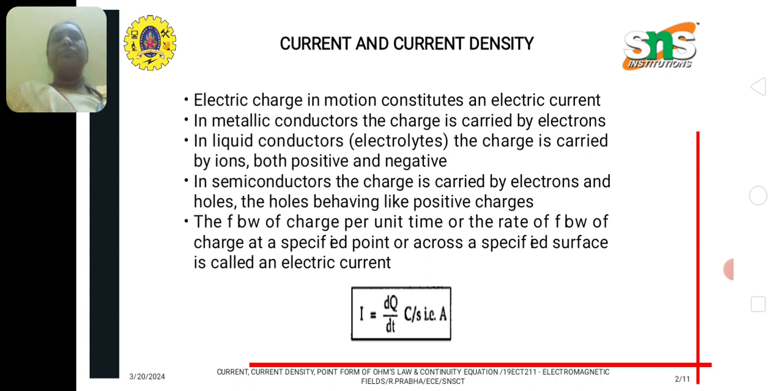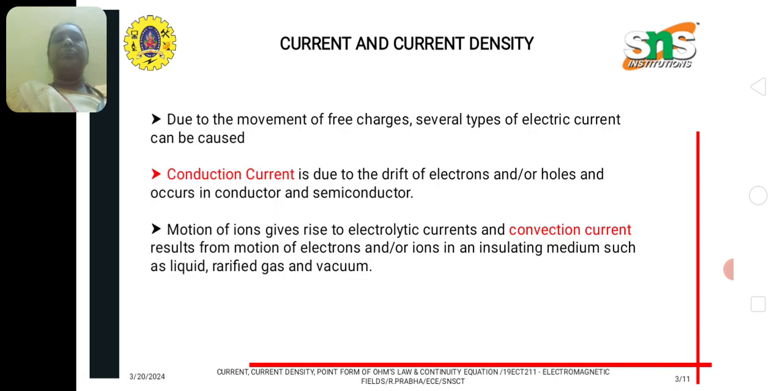So the flow of charge per unit time, or we can say the rate of flow of charge at a specified point or across a specified surface, is called electric current. So the electric current is given by the time rate of change of charge, that is dq by dt. It is measured in coulombs per second or amperes.